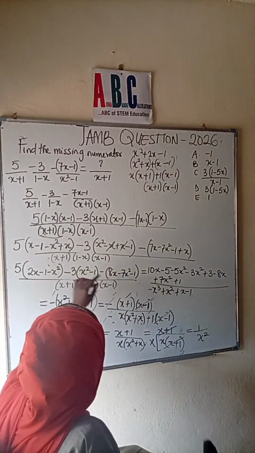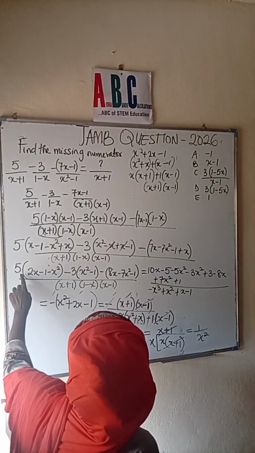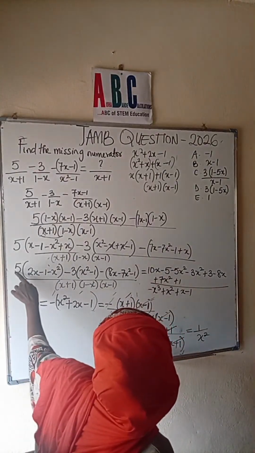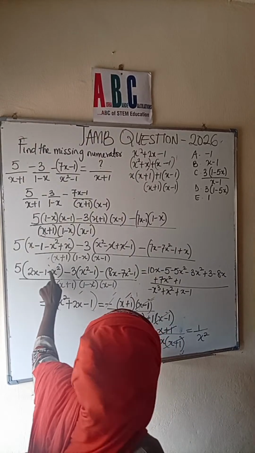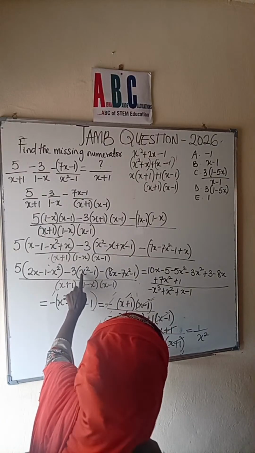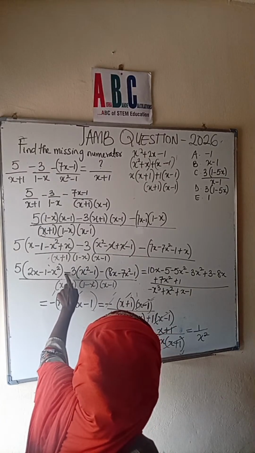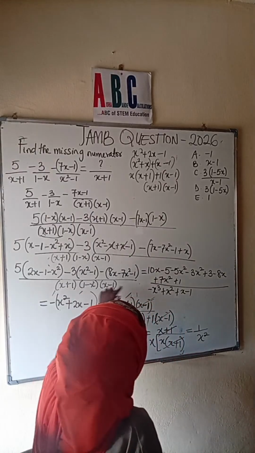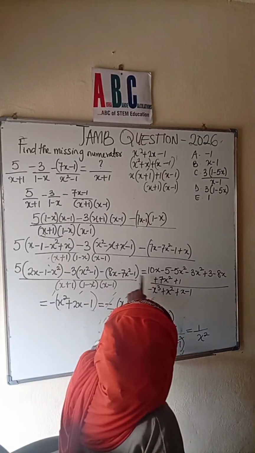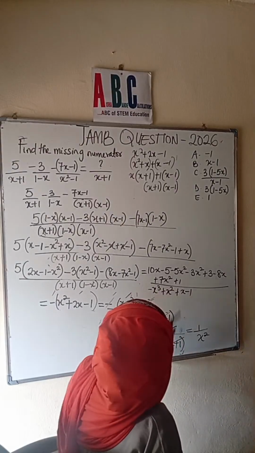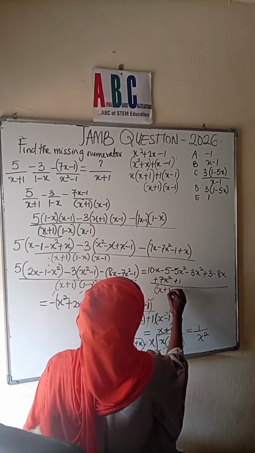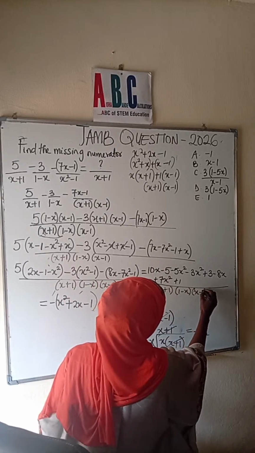Let's check out the numerator and be sure that we are good. 5 times 2x will give us 10x. 5 times minus 1 is minus 5. 5 times minus x squared is minus 5x squared. This is correct. Now minus 3 times x squared is minus 3x squared. Minus 3 times 1 is plus 3. We are correct. Minus 8x. Minus times minus is plus. Then 7x squared. Minus times minus is plus 1. Now let's maintain the denominator just as we are doing. So here we have x plus 1, 1 minus x, and x minus 1.